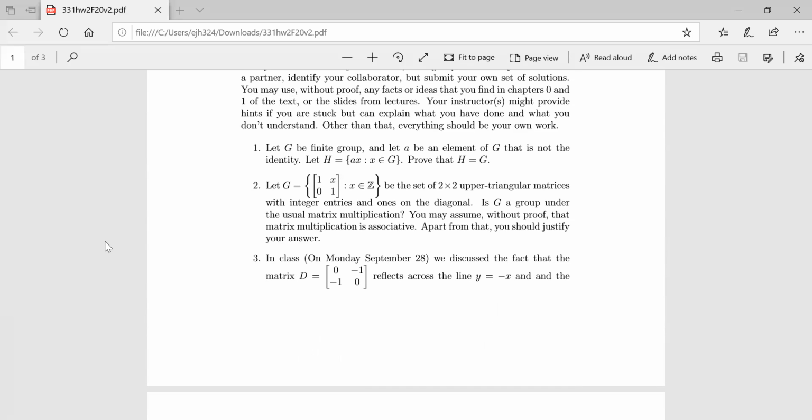So let G be a finite group and A be an element of G that is not the identity. Let H equal AX for all X in G. Prove that H is equal to G.